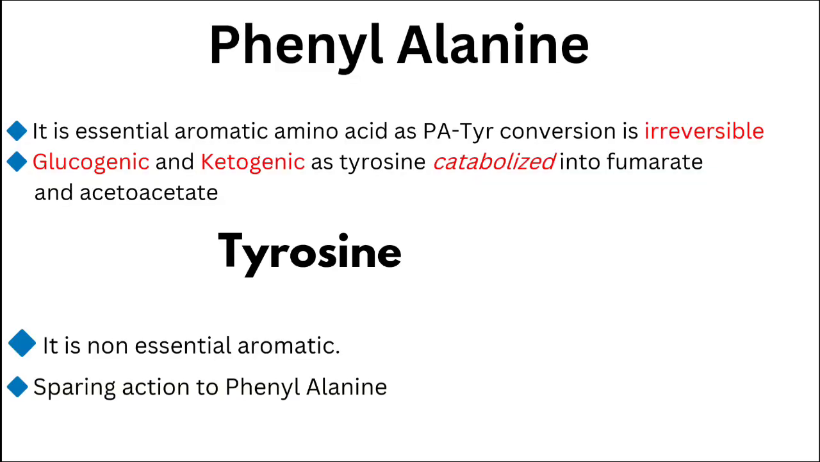So, phenylalanine first. It is an essential aromatic amino acid, and the phenylalanine to tyrosine conversion is an irreversible step. It is glucogenic and ketogenic as the tyrosine gets catabolized into fumarate, which goes to the TCA cycle, and acetoacetate, which is a ketone body. Tyrosine is non-essential aromatic and has a sparing action to phenylalanine, which means that if tyrosine is part of our diet, then we don't need to be concerned about whether phenylalanine is there or not.